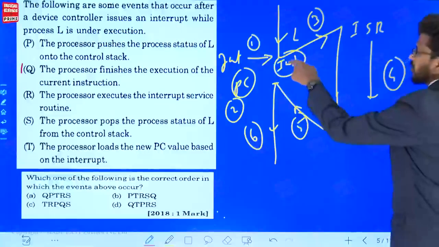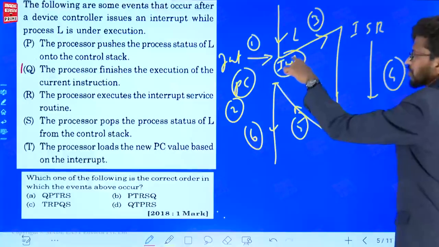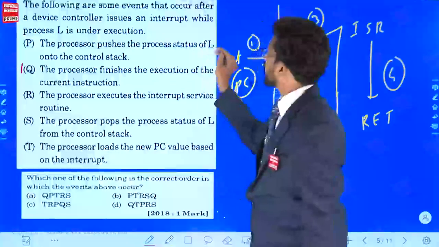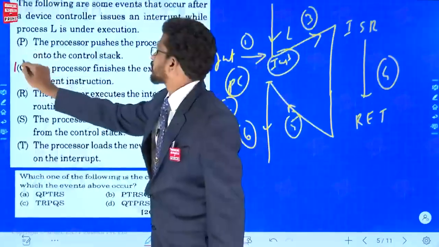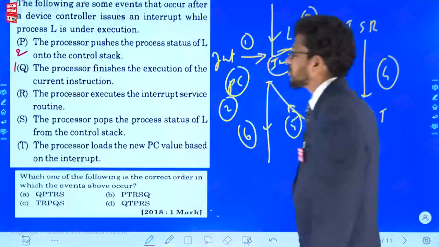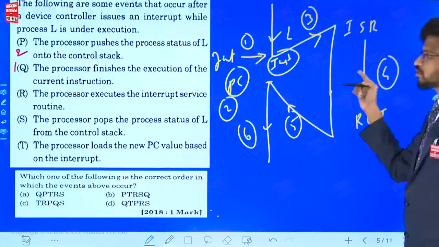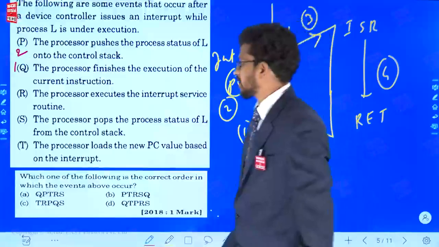The processor finishes whichever instruction it is doing. Then the interrupt has occurred, so it will complete this first. Then it will push the status. So the processor pushes the process status of L, that is number 2. Next, after pushing the status, it will go to the interrupt service routine. Look where it is: the processor executes the interrupt service routine. That is correct.